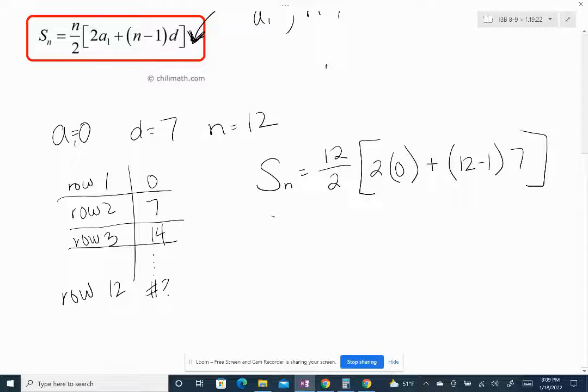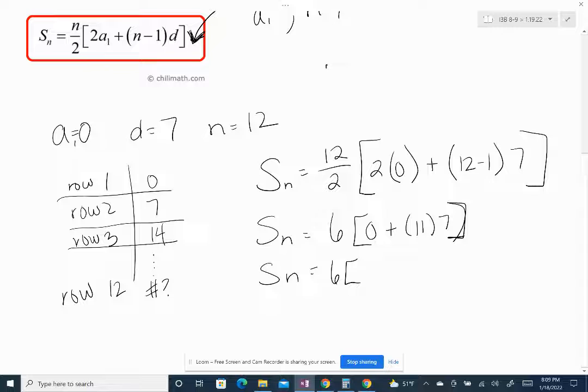Okay, so let's simplify. 12 divided by 2 gives me a 6. 2 times 0, anything times 0 is 0, so it's 0 plus. And then let's solve inside the parentheses. 12 minus 1 is 11, and then multiply that by 7. Keep the bracket. 0 plus any number is the same number. If I say 5 plus 0, 100 plus 0, 0 doesn't change the value, so I'm just going to not rewrite that. And then 11 times 7 is 77.